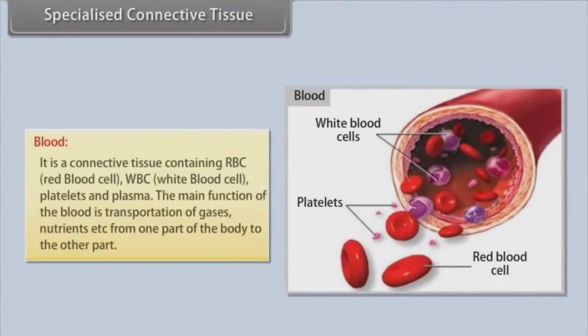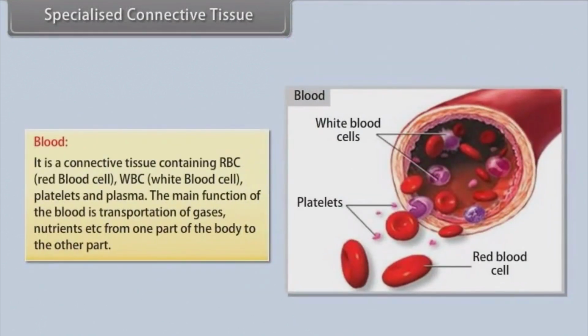Blood. It is a connective tissue containing RBC, that is, red blood cell, WBC, that is, white blood cell, platelets, and plasma. The main function of the blood is transportation of gases, nutrients, etc. from one part of the body to the other part.